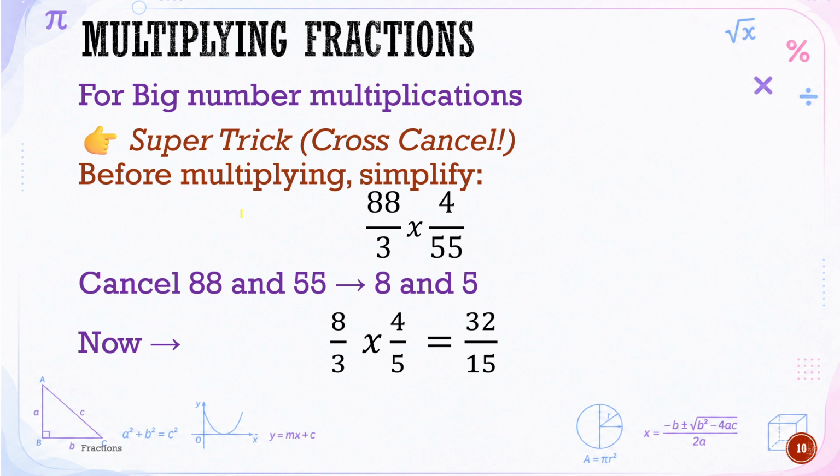So the trick for multiplying fractions with big number multiplication is, first simplify the fractions, try to make them to their lowest possible value, right? And then do the multiplication. So it is cross cancelling, and then do your regular multiplication.